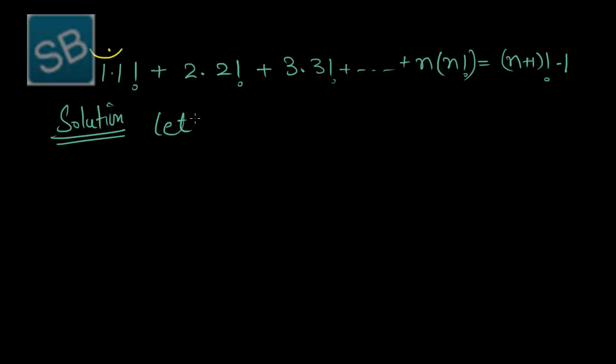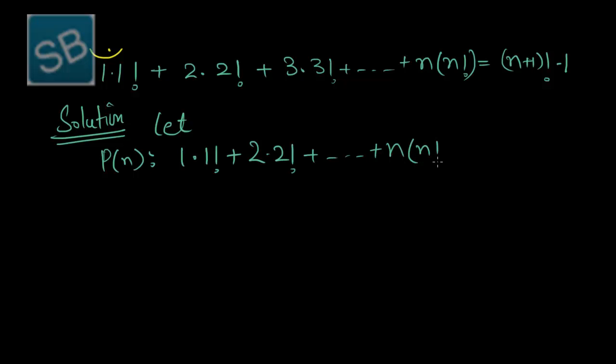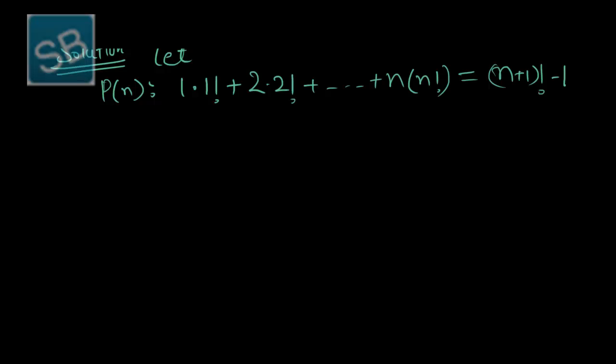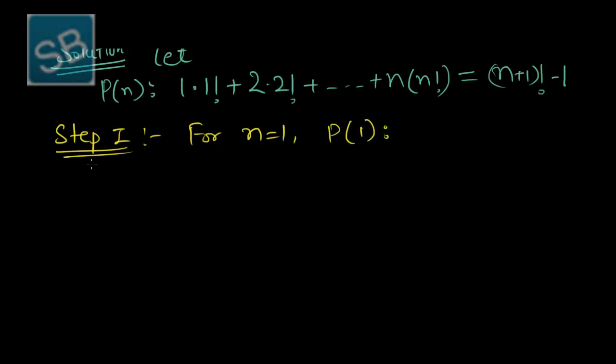first of all, let P of n be 1 into 1 factorial plus 2 into 2 factorial up to n into n factorial, which is equal to n plus 1 factorial minus 1. So this is our statement, that is Pn. So the first step is, that is step 1, for n is equal to 1. What about P of 1?